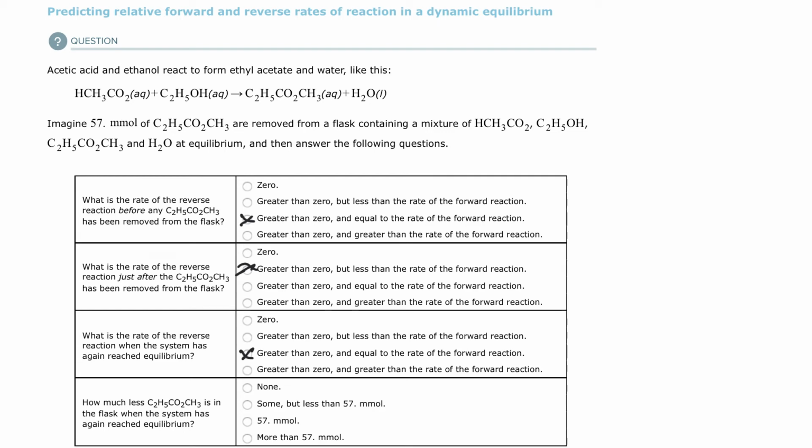All right, so what happens? Remember, we took away some of this. It moved forwards. So is it going to fill in the entire 57? Well, no, it's not going to fill in the whole 57. It's not going to have the same numbers as before because we actually took stuff out. It's going to have a new balance.